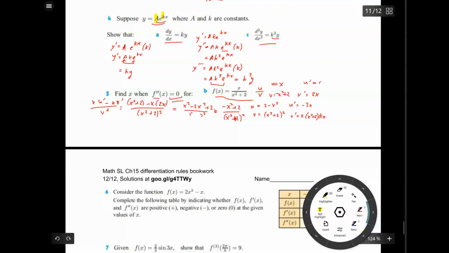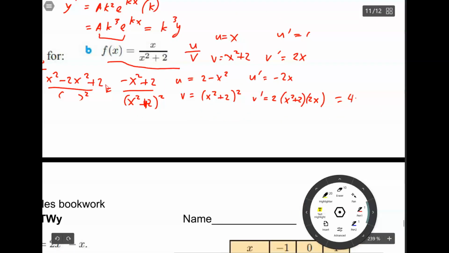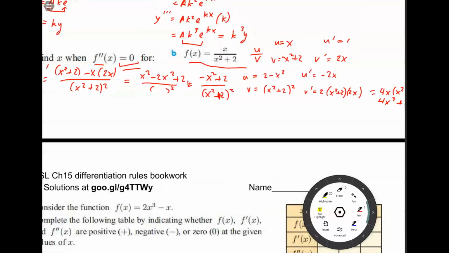Okay, and then I'm going to simplify this by putting 4x times x squared plus 2. Okay, and I don't know if I should, maybe I should expand that. So like 4x cubed plus 8x. Okay. All right, now I'm going to try to write this into quotient rule.